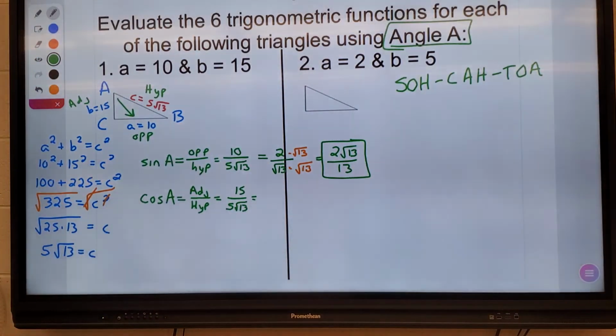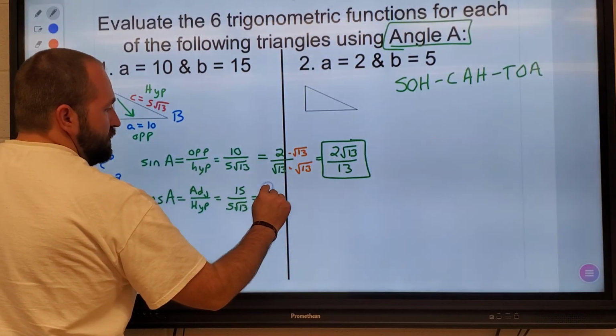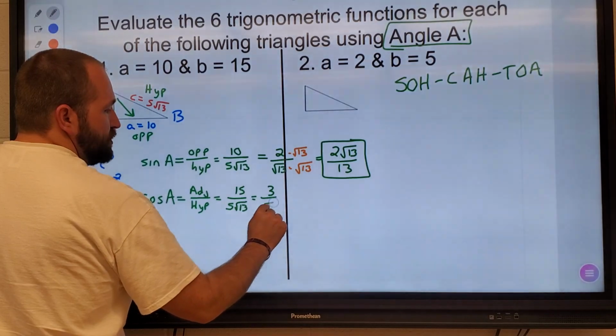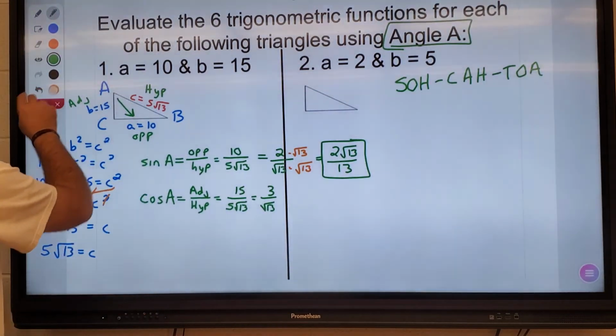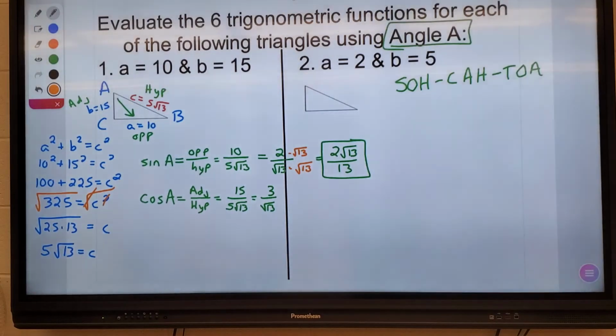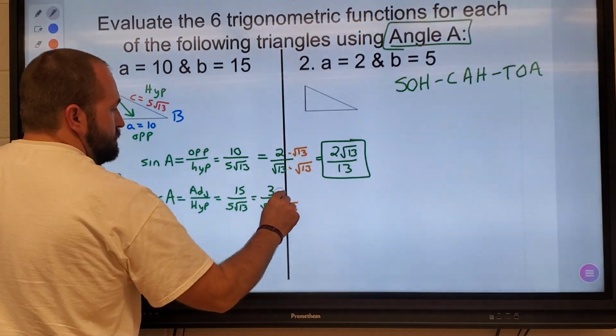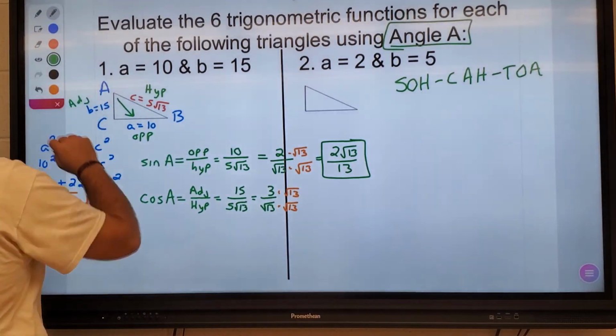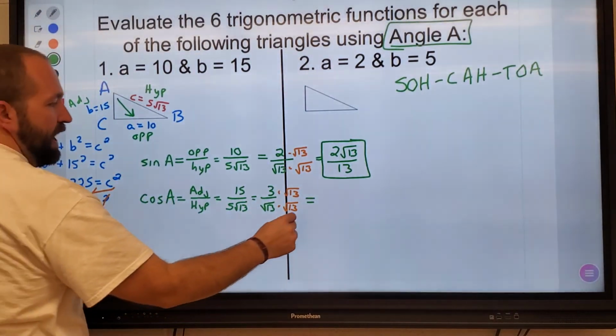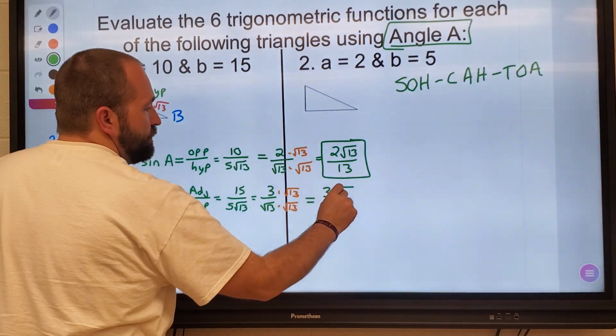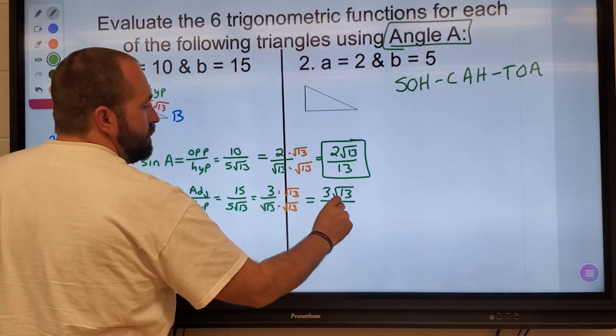Okay, so again, the question is then, how can I reduce this, or can I simplify it at all? 15 over 5 I can reduce, and that becomes 3 over 1, because I can divide by 5. So 3 over 1, or just square root of 13. Again, now I have to rationalize the denominator, so I need to multiply the top and the bottom by the square root of 13. Which gives me now 3 square root of 13 divided by 13.